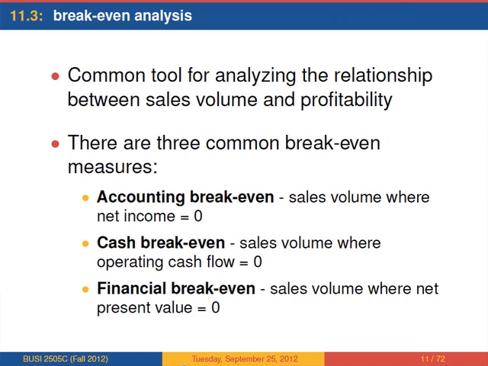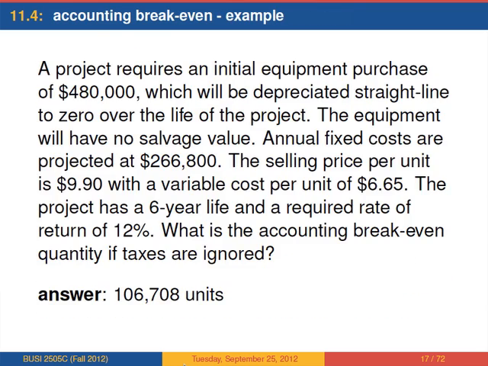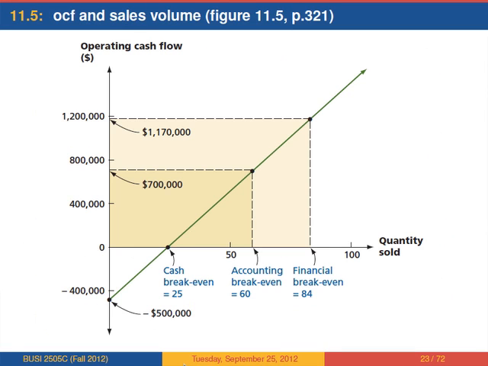But there's three kinds of break even. The first one is accounting break even. The second one is cash break even, and the third is financial break even. I should put them in a slightly different order, because I got a picture a little bit further. The cash break even is the lowest one.